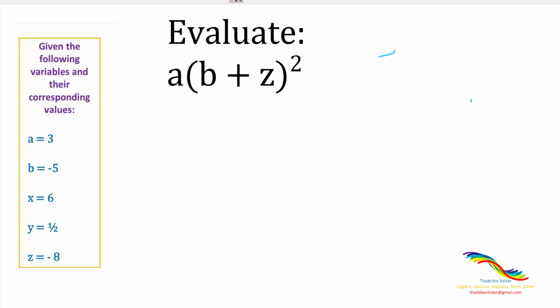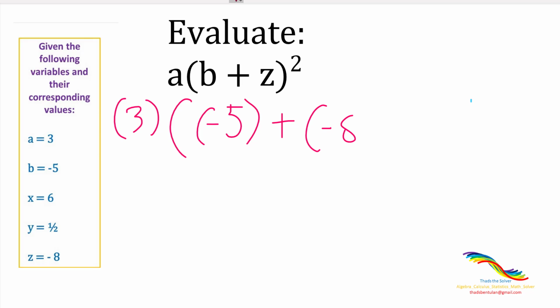So let us substitute the values now. A is 3. Put it in a parenthesis so that you will not be confused, and there's a parenthesis there. B, put the b also in a parenthesis so as not to be confused, -5, plus z, which is -8.